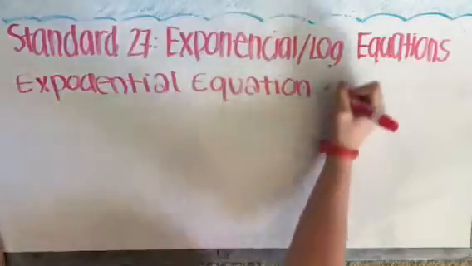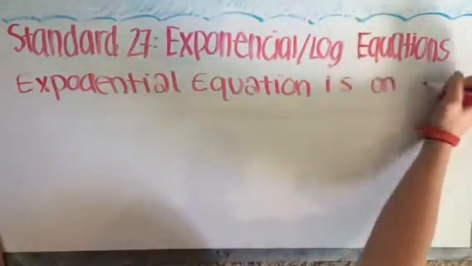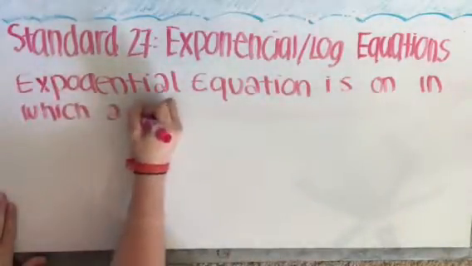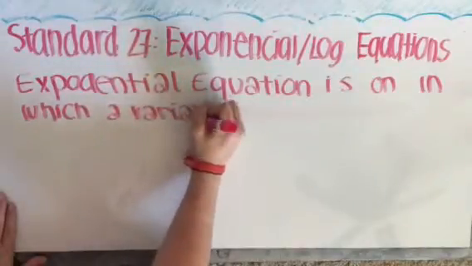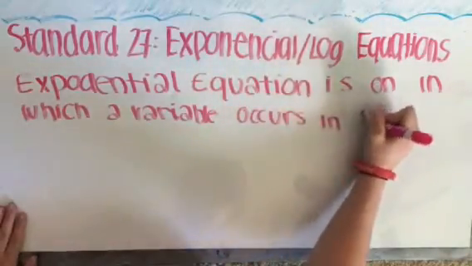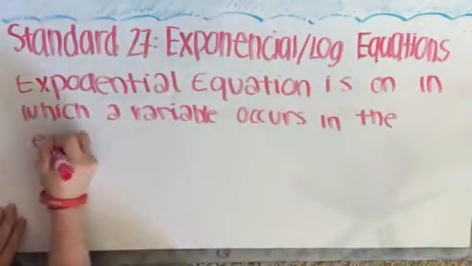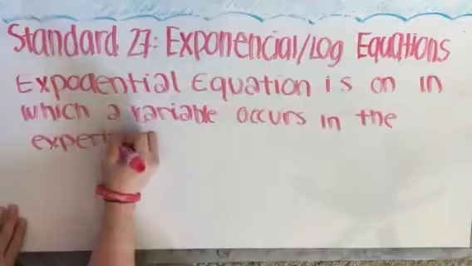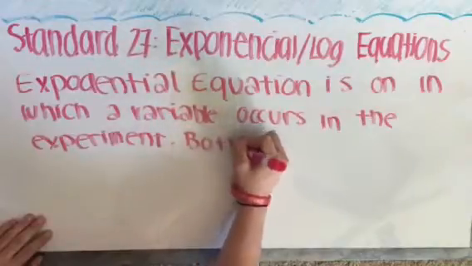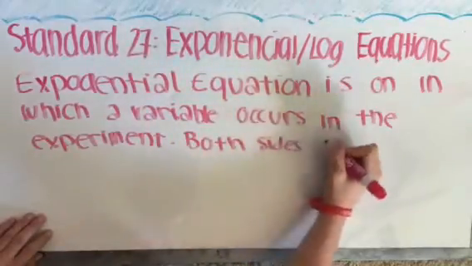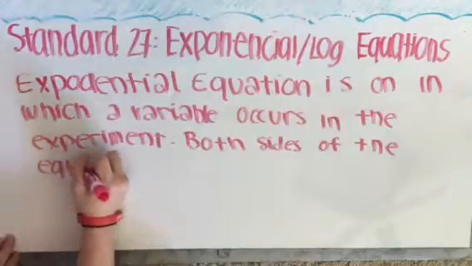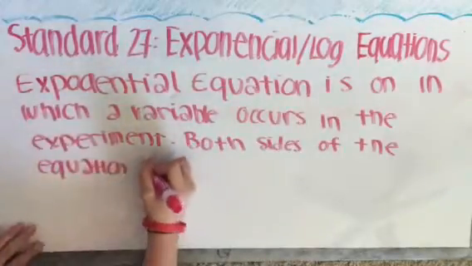An exponential equation is one in which a variable occurs in the exponent, and both sides of the equation have the same base.